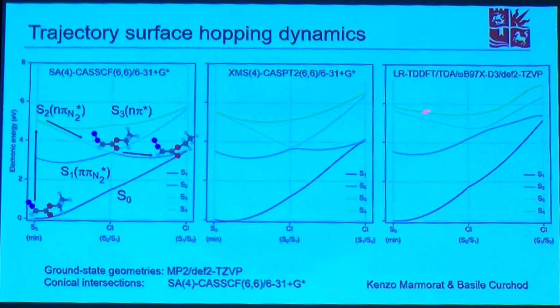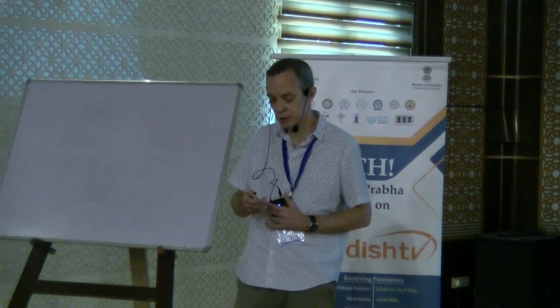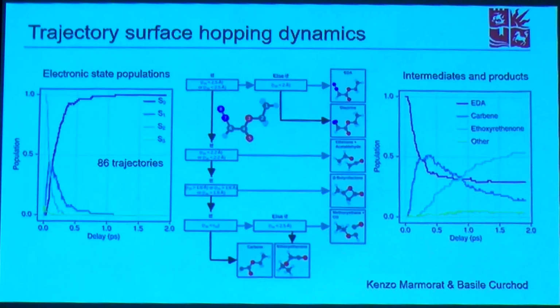So I'm going to tell you about trajectory simulations done by Kenzo Mamarat and my colleague Basil Kursho using these TDDFT-based potential energy surfaces. And we are very aware that that gives a poor description, particularly of the conical intersection with the ground state, but we have ways to try and avoid that problem in the calculations. Kenzo and Basil were able to propagate 86 trajectories at that TDDFT level of theory.